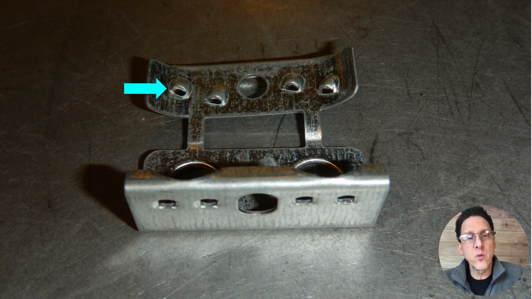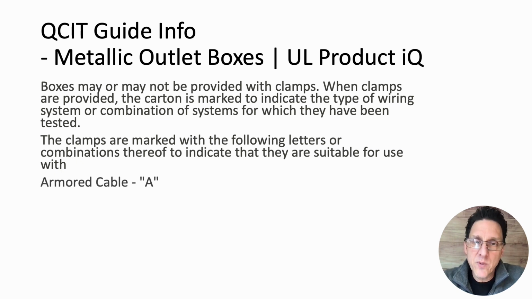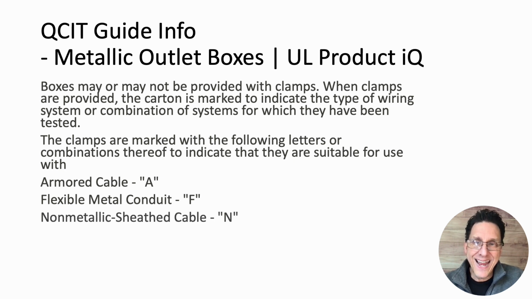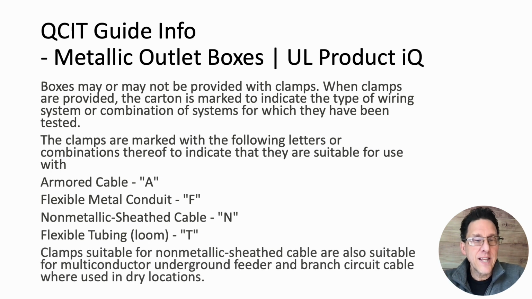So what do all those marks indicate? Well, again, here's some listing information about clamps in metal outlet boxes. If a clamp is marked with the letter A, it's suitable for armored cable. If it has an F, that's flexible metal conduit. If it has an N, that's non-metallic sheath cable. If it has a T, that's flexible tubing, like you might see with knob and tube, right? Those flexible tubes, loom, if you will. And it also says clamps suitable for non-metallic sheath cable are also suitable for UF cable, in dry locations.